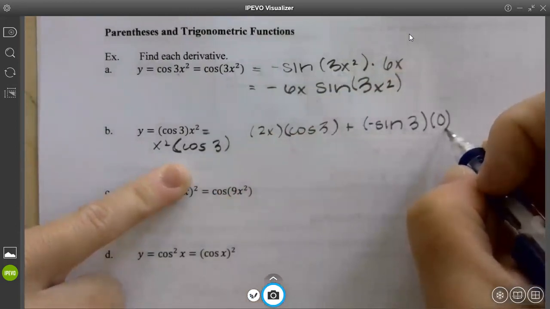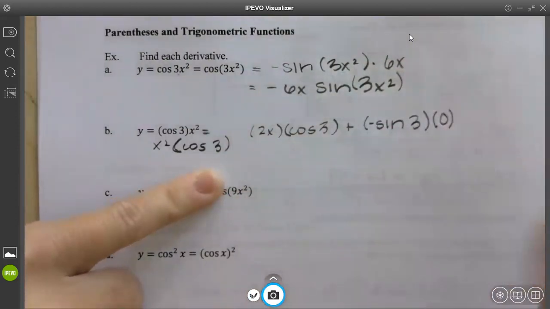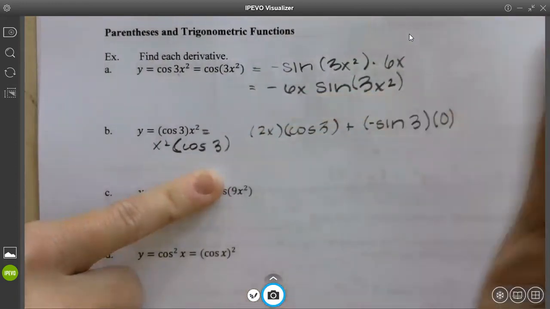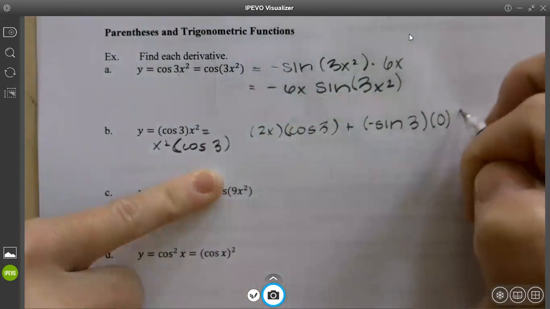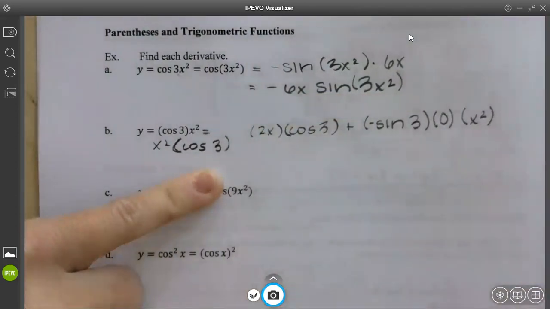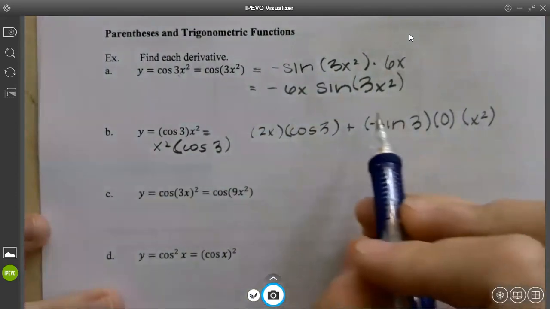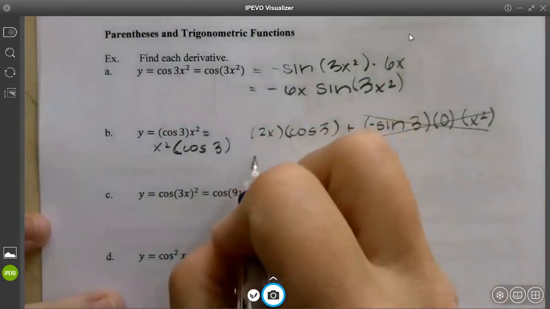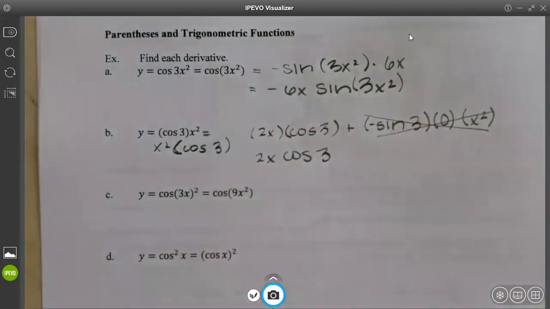Watch that right there. So if they give you cosine 3, you're going to do the negative sine 3, but then it's going to give you 0. Remember, cosine 3 is going to be a number. It's going to be a constant, so the derivative is going to be 0 anyway. And then times your first function, which was x squared. All of this cancels out. Why? Multiplied by 0. So we should just have 2x cosine 3.